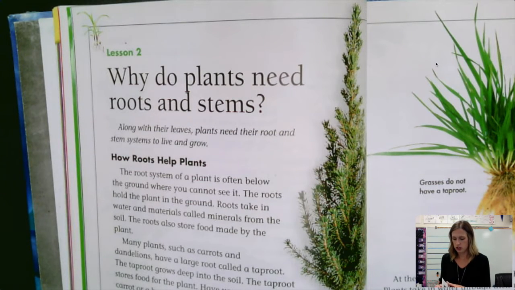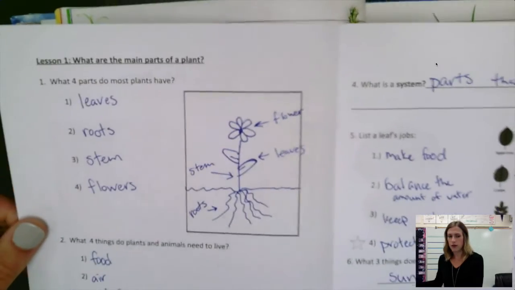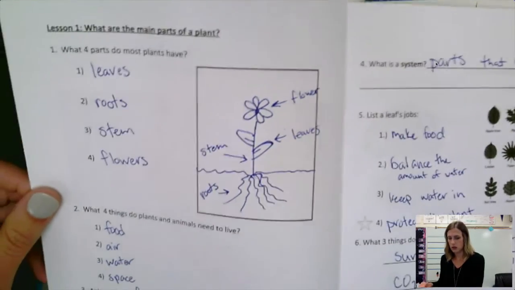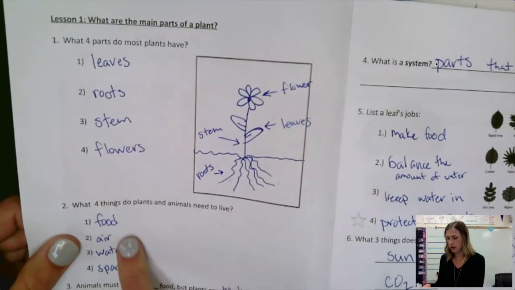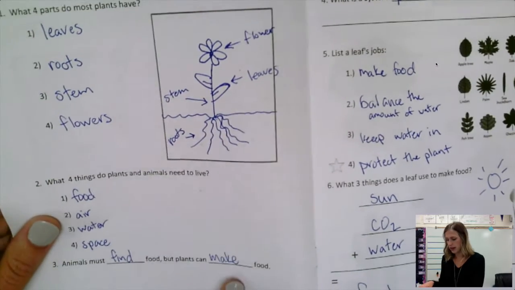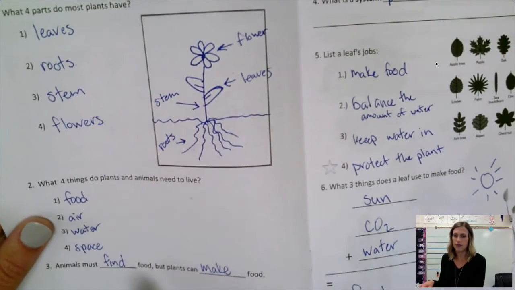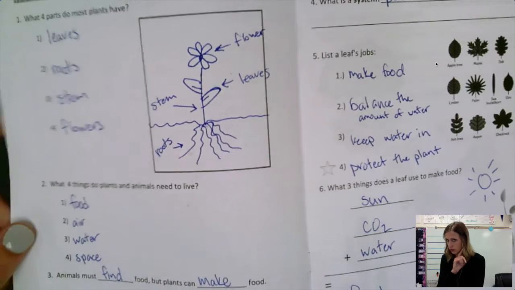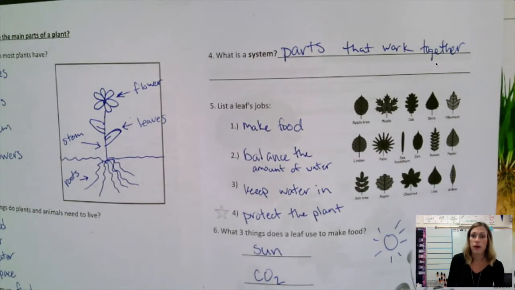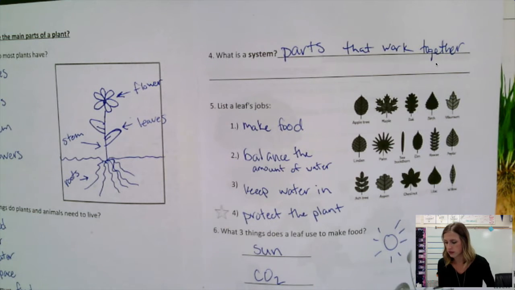The first two pages. We saw the four main parts that most plants have: leaves, roots, stems, and flowers. We saw that plants and animals need food, air, water, and space to survive. Now, the difference between animals and plants was that animals have to find their food, but plants can actually make their own food. All right? We also learned about systems. Systems are parts that work together. So we've got all these different parts, the leaves, the roots, the stem, the flowers, that are all working together to help that plant grow.